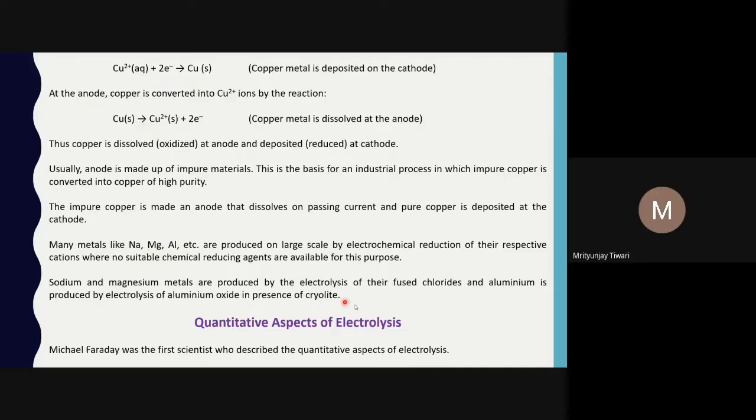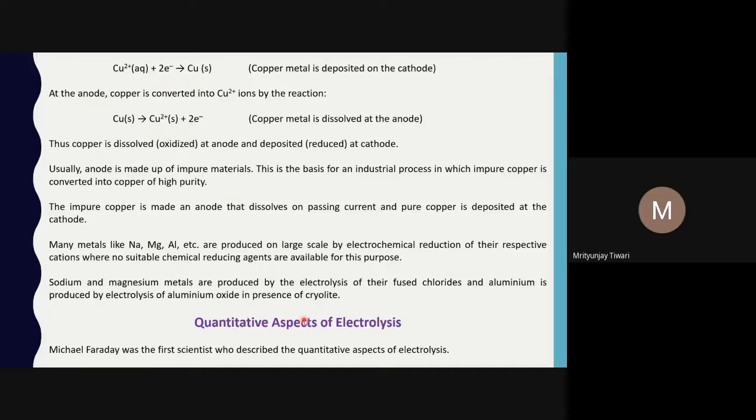Now let us look at, as we have seen, the electrolysis or the electrodeposition or even the dissolution of the metal. How will we find out what amount of a metal will be deposited, or what amount of metal will be dissolved? For example, if we take copper, how much copper will be dissolved at the anode and what amount of copper will be deposited at the cathode?